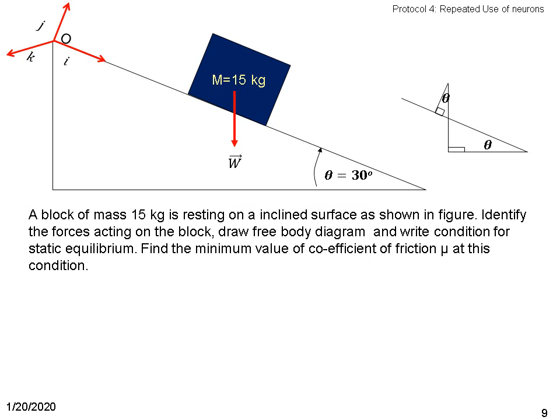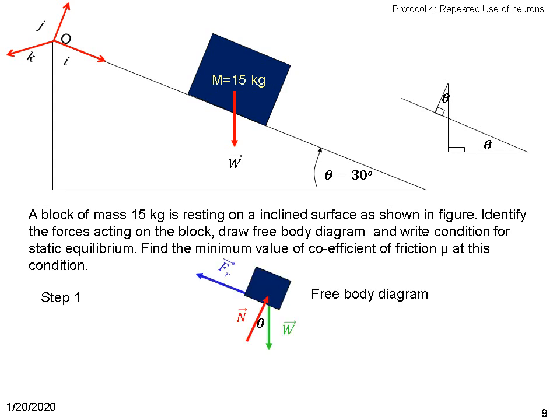Another problem: a block of mass 15 kg is resting on an inclined surface as shown in the figure. Identify the forces acting on the block, draw free body diagrams, and write the condition for static equilibrium. Also find the minimum value of the coefficient of friction mu for this static condition. Note that in this problem, the reference coordinates are fixed on the inclined surface as indicated.